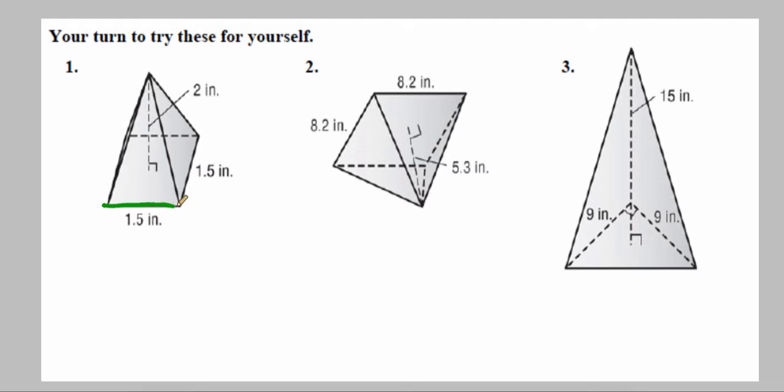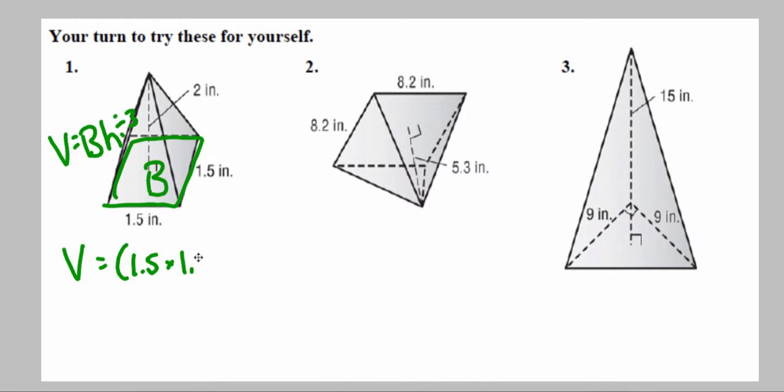All right, so my base, remember volume is equal to big B, area of the base, times the height, divided by 3. So my base is 1.5 times 1.5, it's a square, times my height, which is 2, and then I got to divide by 3. So I type it into my calculator, and I get a volume of 1.5 inches cubed. Because of that divided by 3, it's really going to shrink that volume down. So the volume is not going to be near as big as you would have predicted.